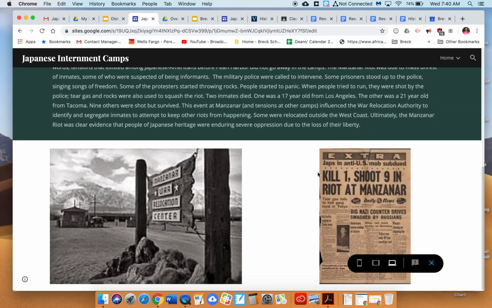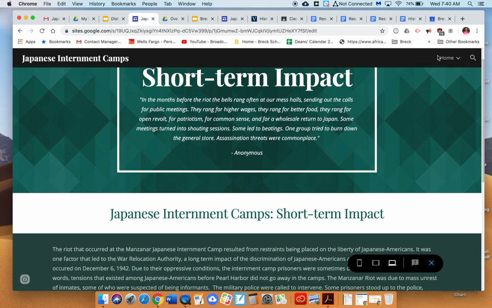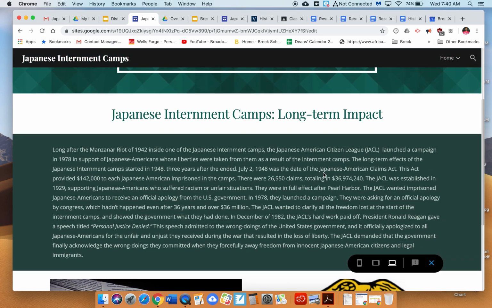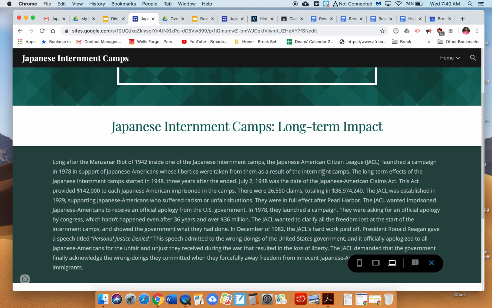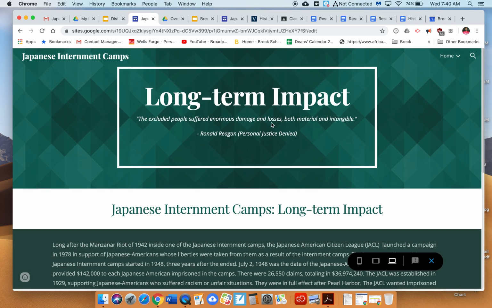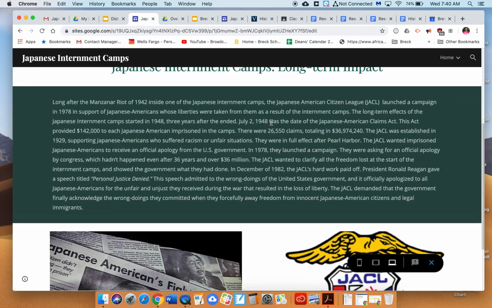May have been how it impacted the people of Japanese heritage living in the United States. And then you have the long-term impact, where this person probably wrote about reparations, which are payments that were given by the U.S. government to people that suffered in the Japanese internment camps. And again, you get a title, a quote, and some images.